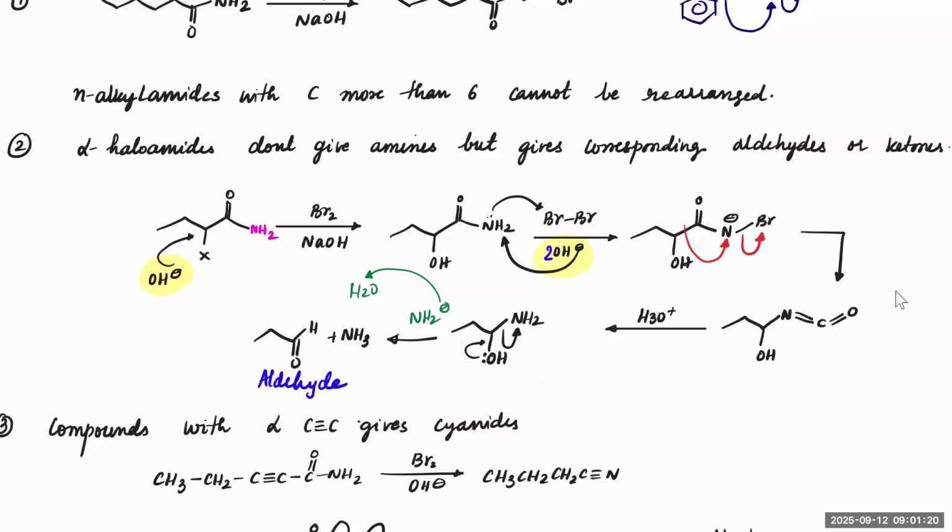But here, it is in an acidic medium, so the lone pair from oxygen can push out this NH2 minus. And the NH2 minus can take H plus from water and convert itself into ammonia. So what is left here now? What is left here is aldehyde. So that's why if you have a hydroxy group or a halogen group already, instead of getting an amine, you will get aldehyde.